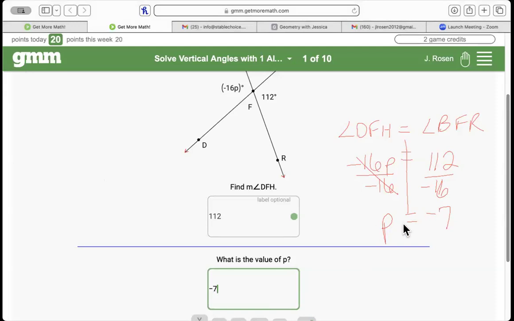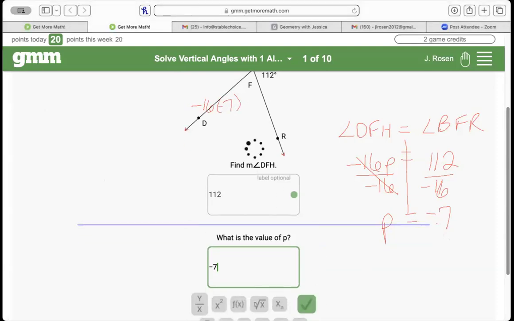And again, if you wanted to check it and make sure you're right before you put that in, you can always substitute that in. You could come over here and do negative 16 times negative 7 and put that in your calculator and make sure it equals back out to 112. So we kind of got a built-in checklist there to make sure that you are getting it right.